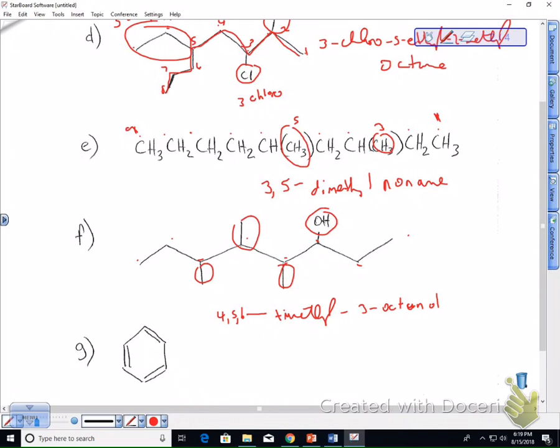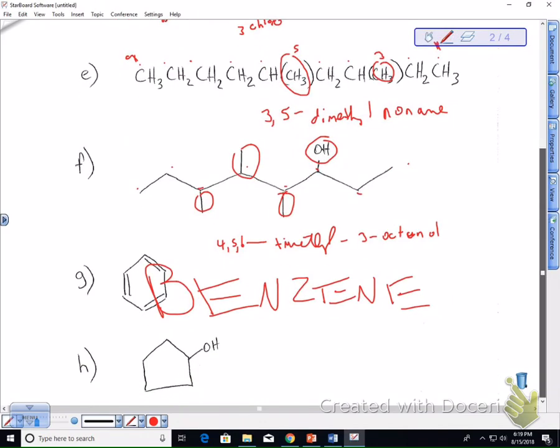G is going to go very fast. What is that? I hope you see it. It's benzene. I want you to recognize it just that fast and just that important. Benzene.